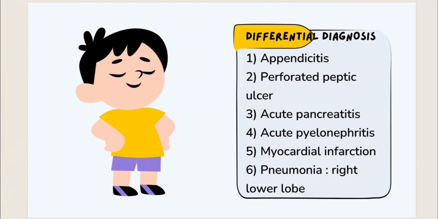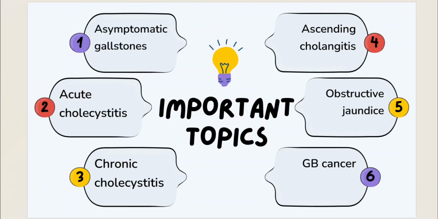Now, what may be the differential diagnosis for a case of gallstone disease? First and the most common one is appendicitis. Gallstone diseases sometimes may mimic appendicitis. Perforated peptic ulcer, then acute pancreatitis, acute pyelonephritis, myocardial infarction, pneumonia of the right lower lobe. These are the most common differential diagnoses for gallstone diseases.